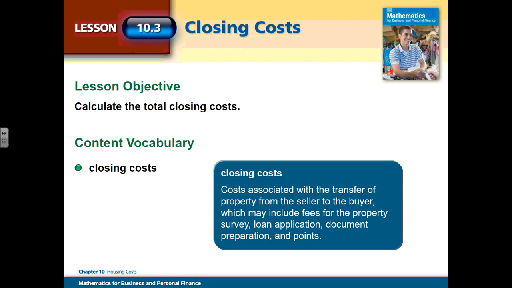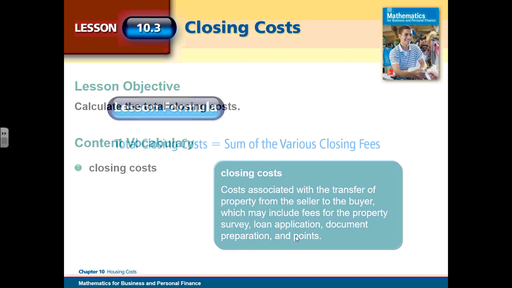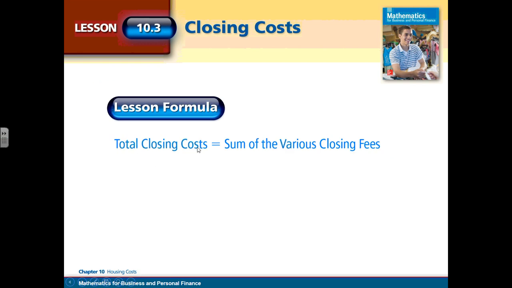So a closing cost is costs associated with the transfer of property from the seller to the buyer, which may include fees for the property survey, loan application, document preparation, and points. So the total of the closing costs is going to be the sum of the various closing fees. So we're going to have a whole bunch of closing costs. We're going to add them all together. Some of them will be based upon the percentages.